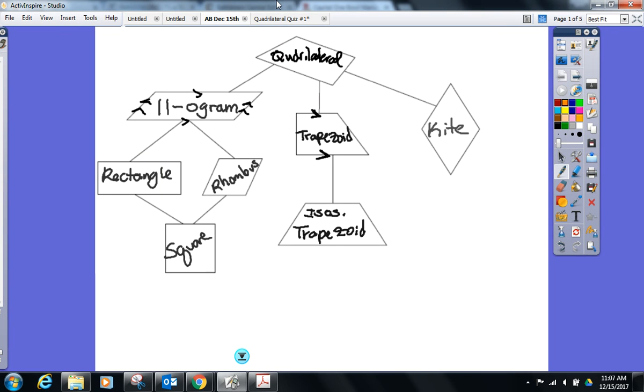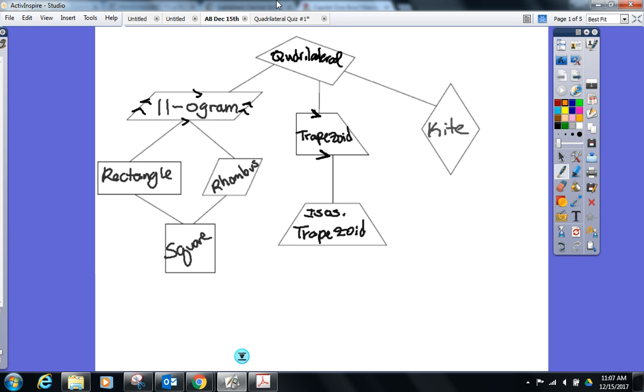I want to just refresh everyone's memory of our quadrilateral tree. We have spent a lot of time already on the parallelogram. Now today we're going to turn our attention to the rectangle and the rhombus. There is a reason that these two are down below the parallelogram.